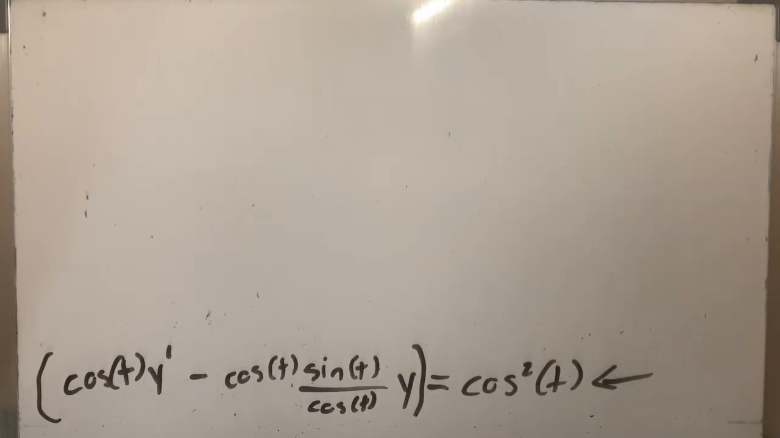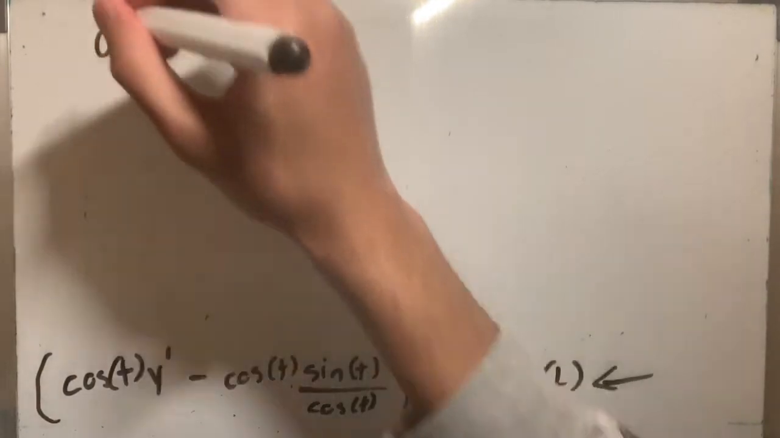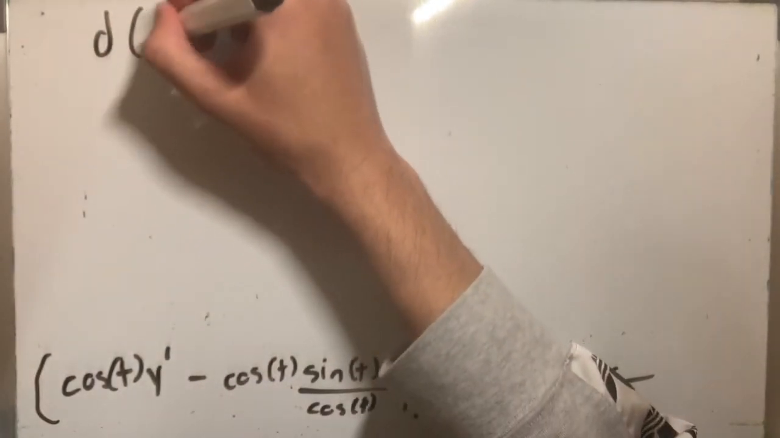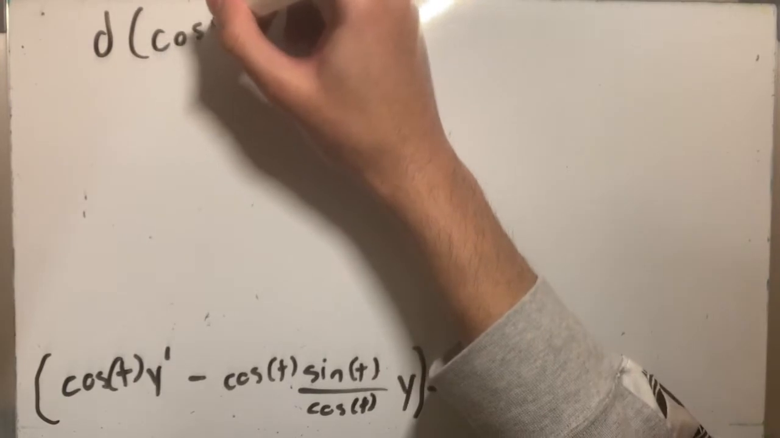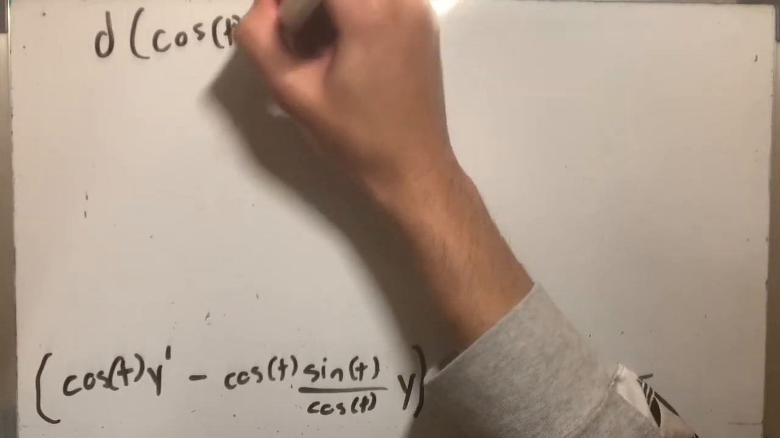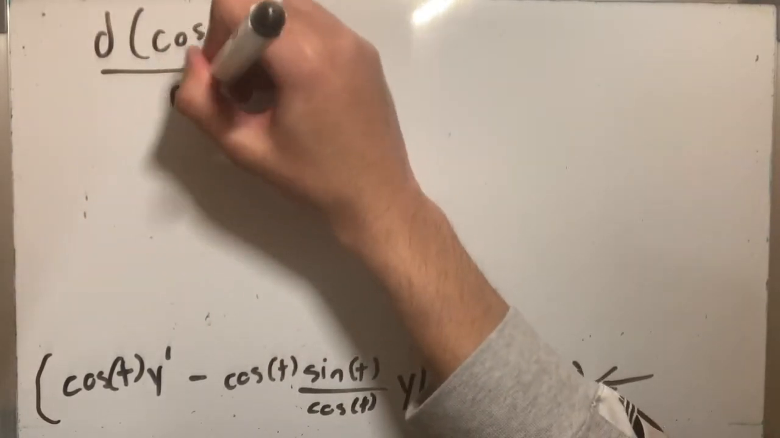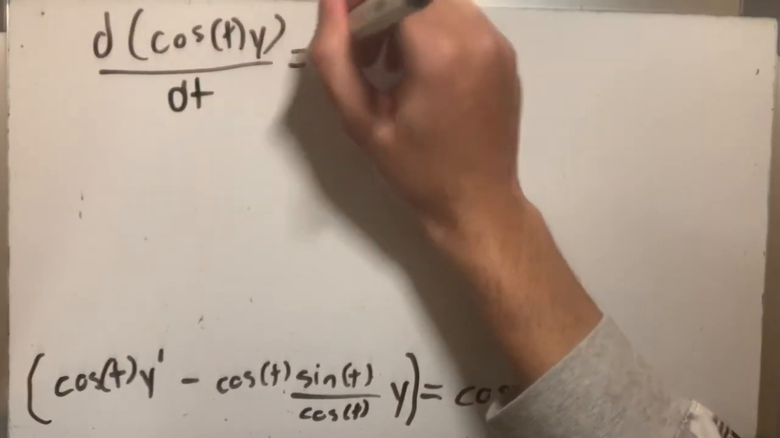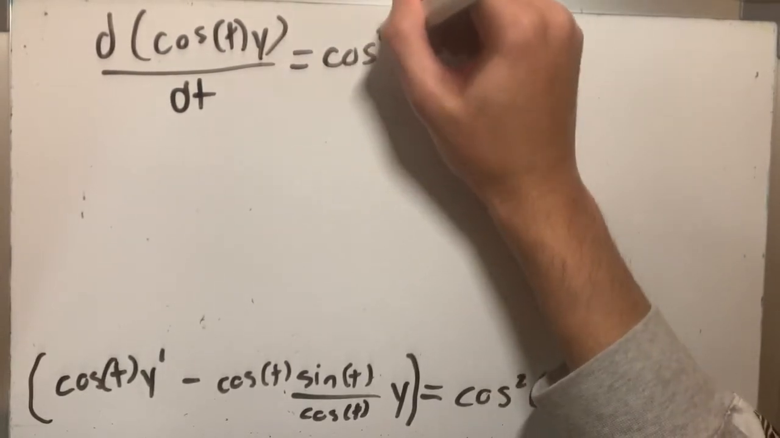Once we've multiplied the general form by the integrating factor, we know that this portion before the equal sign is actually equal to the derivative of cos t times y with respect to t, and that would all be equal to cos squared t.